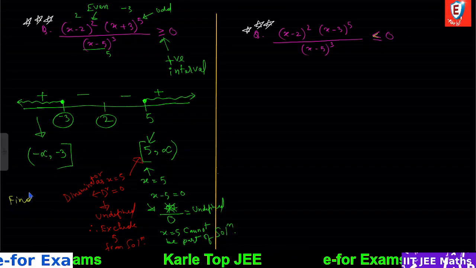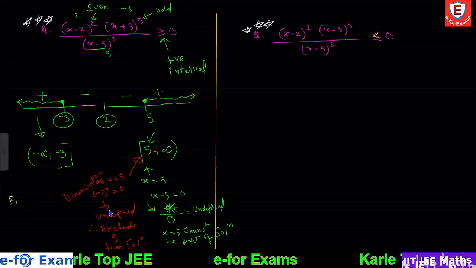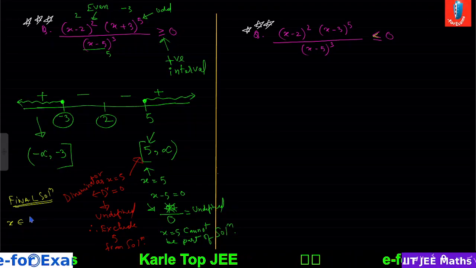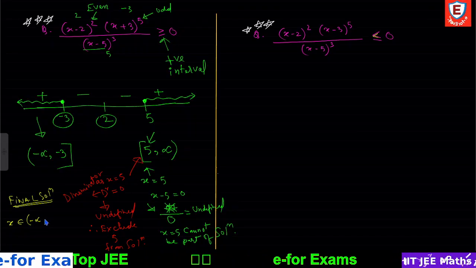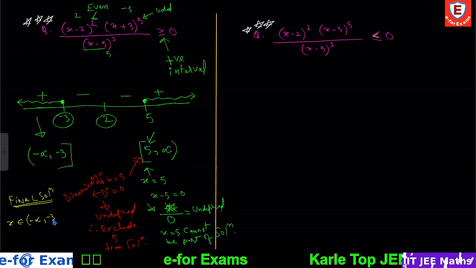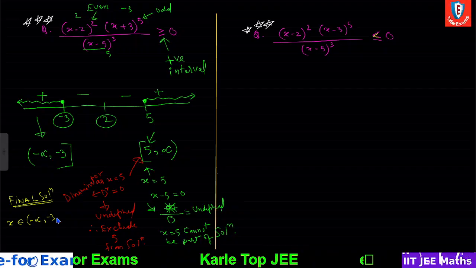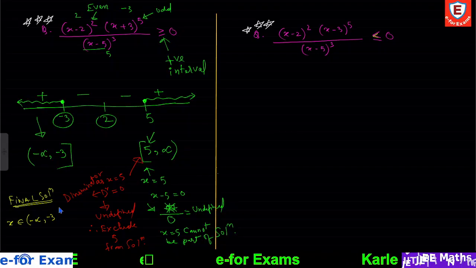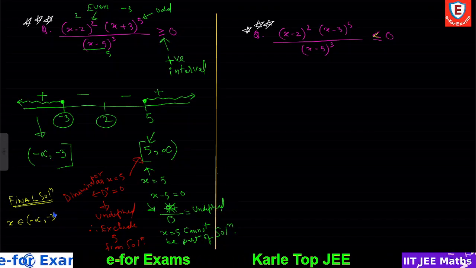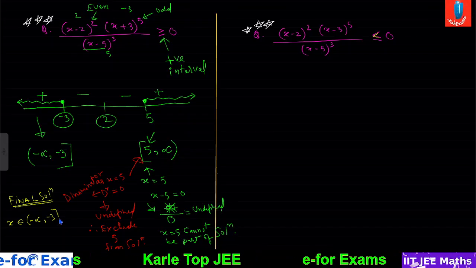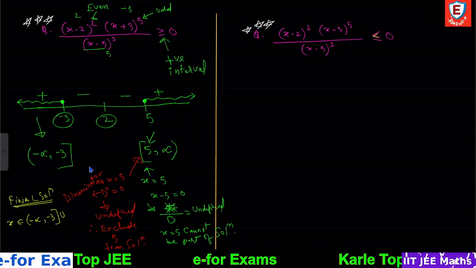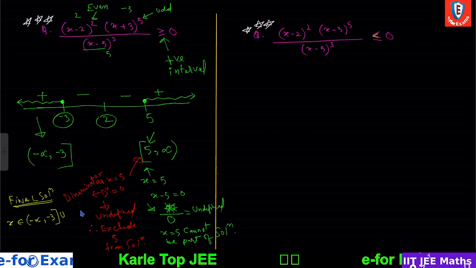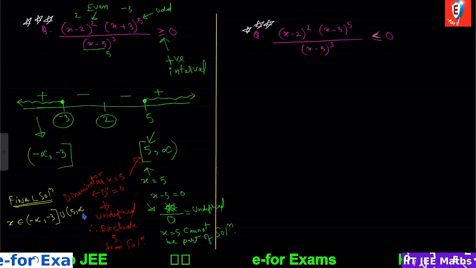Therefore, final solution: x belongs to minus infinity to minus 3 union 5 to infinity.